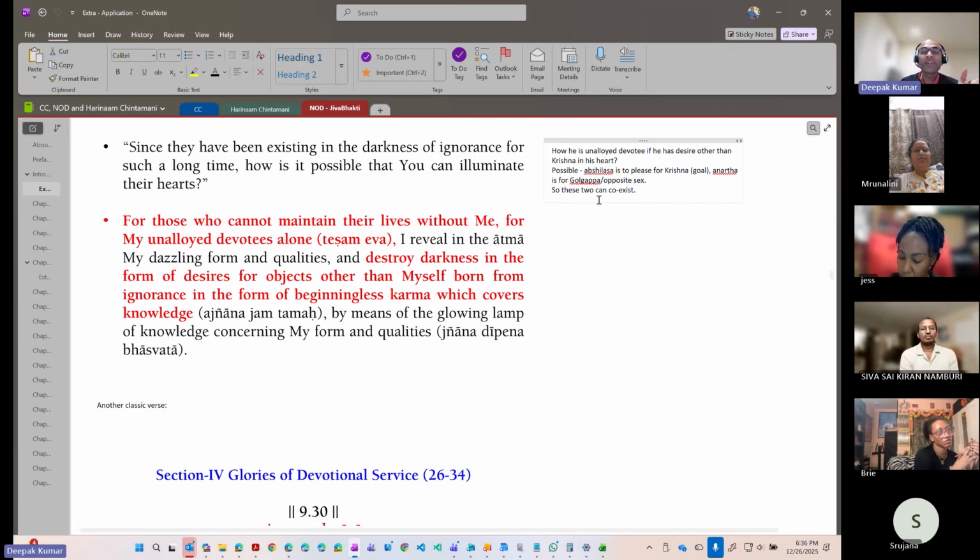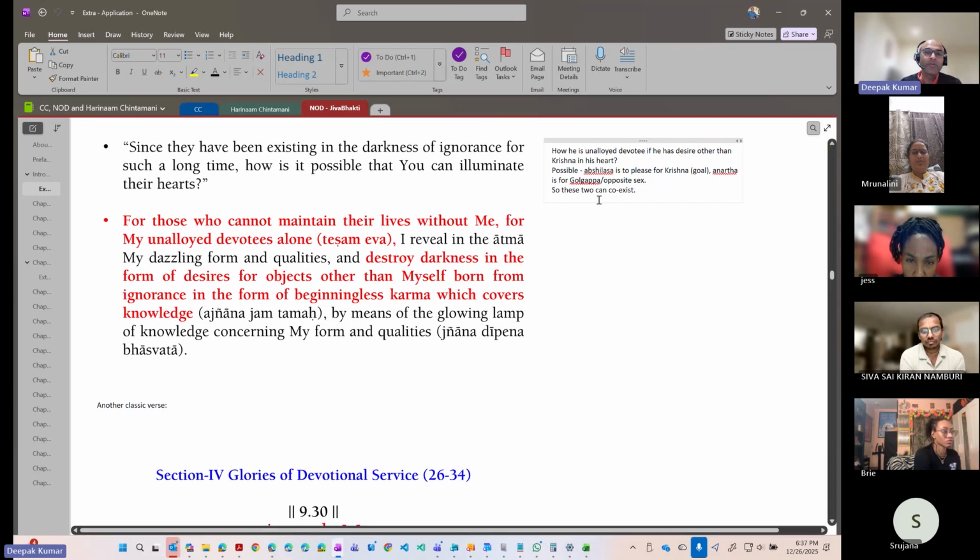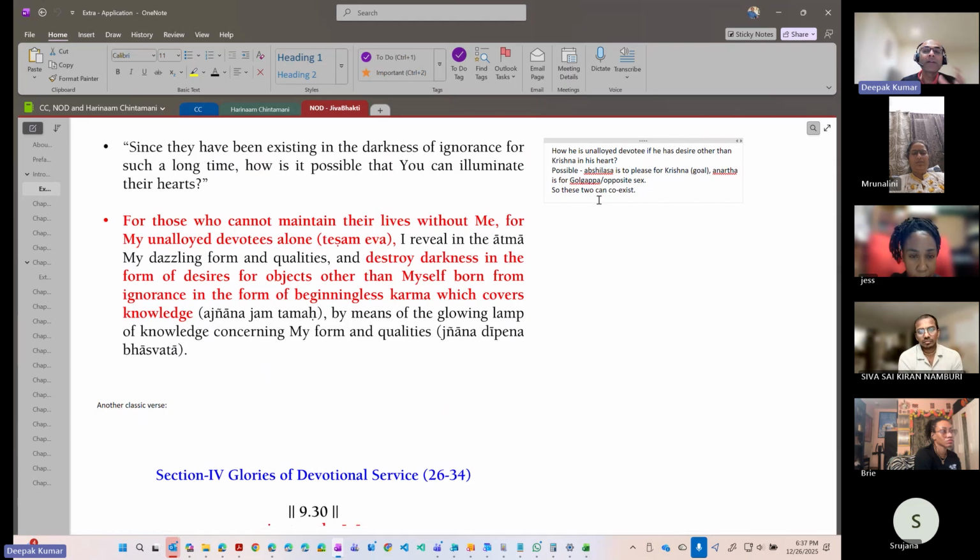Or the opposite gender. In this example, they are in a married relationship, and the person wants to enjoy the opposite gender, a spouse, even though we know that it's not needed because I have done the progeny, but still there's a desire for enjoyment with the opposite sex. So that's the anartha, but abhilasha is pure.